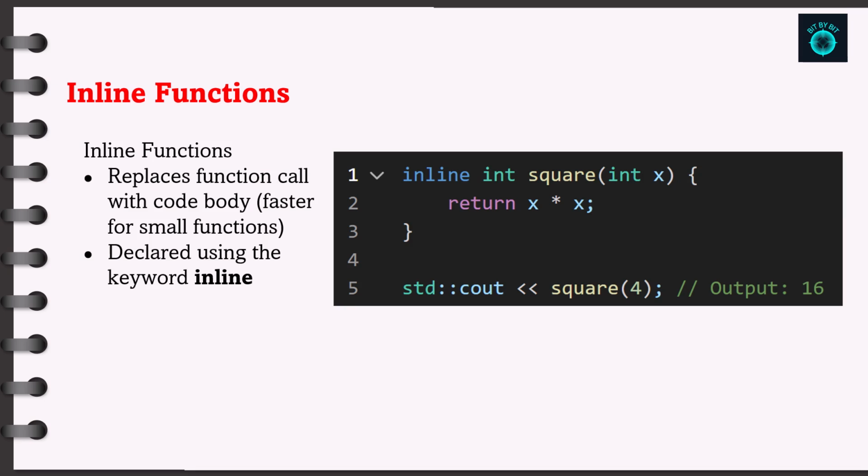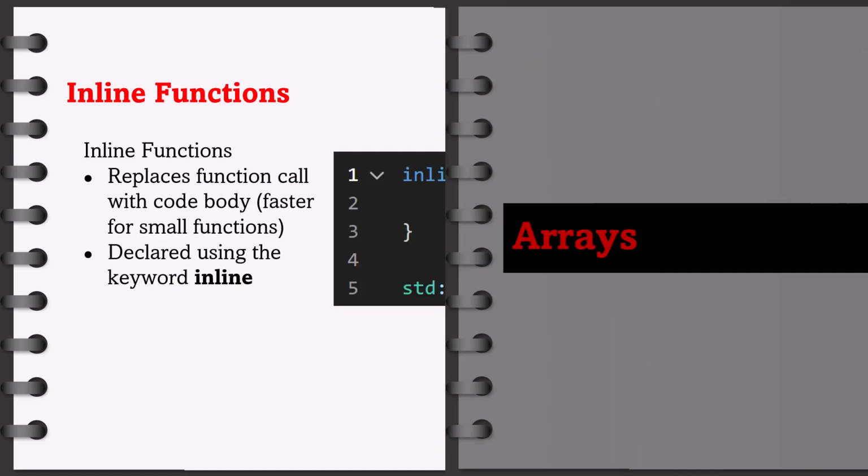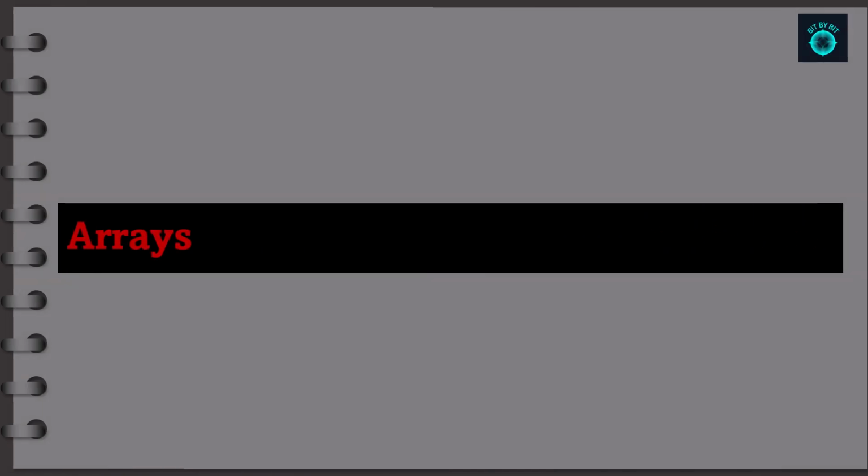In this example, the function square is declared as inline. When we call it with 4, the compiler will insert the expression 4 times 4 directly. The result printed is 16. Arrays.